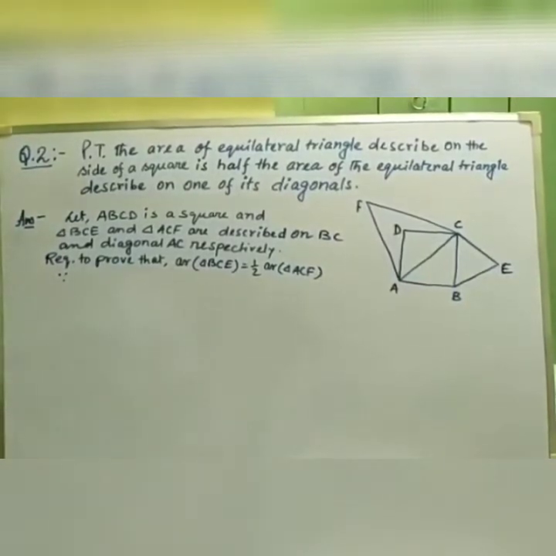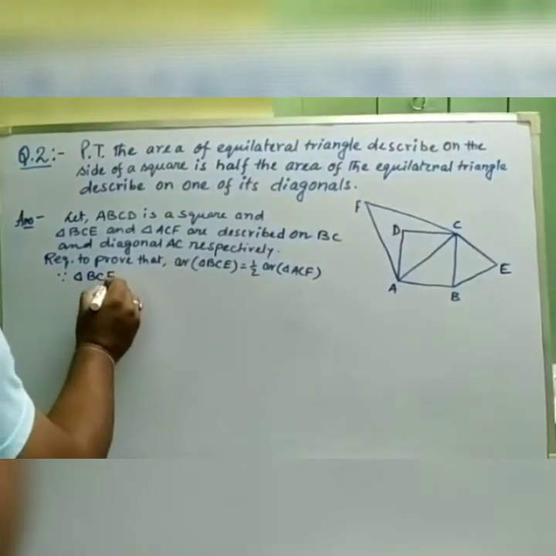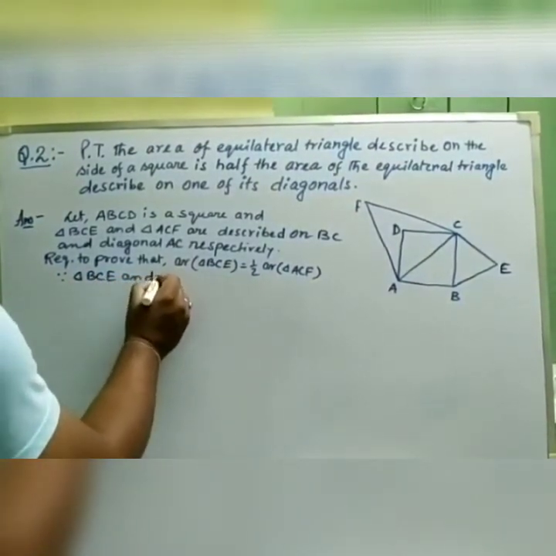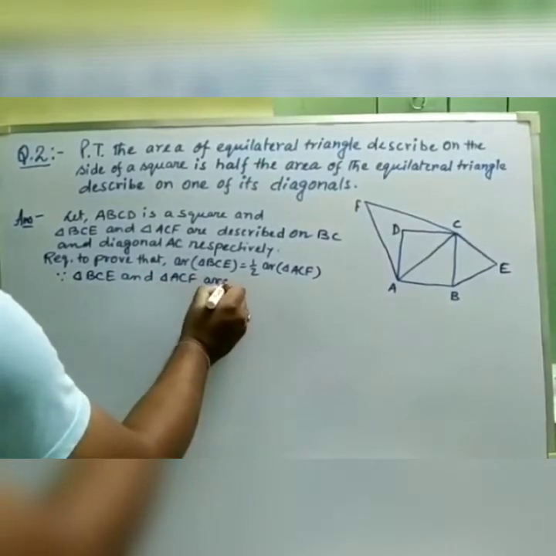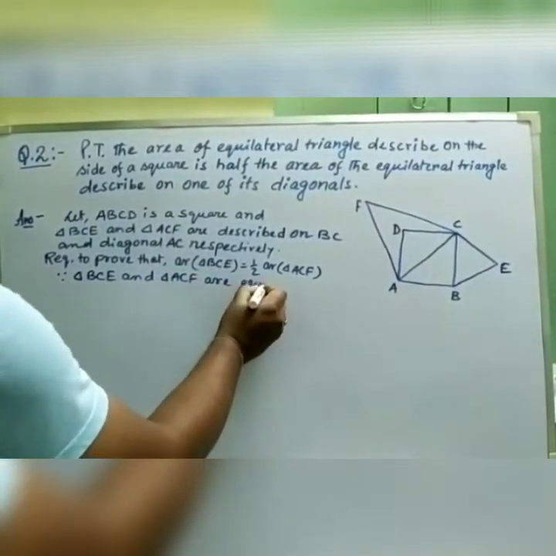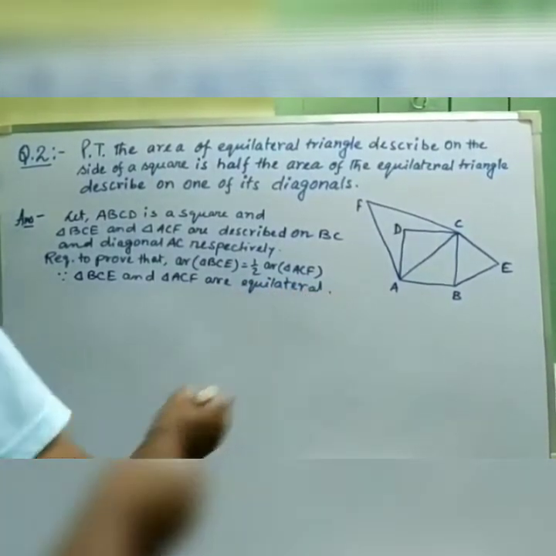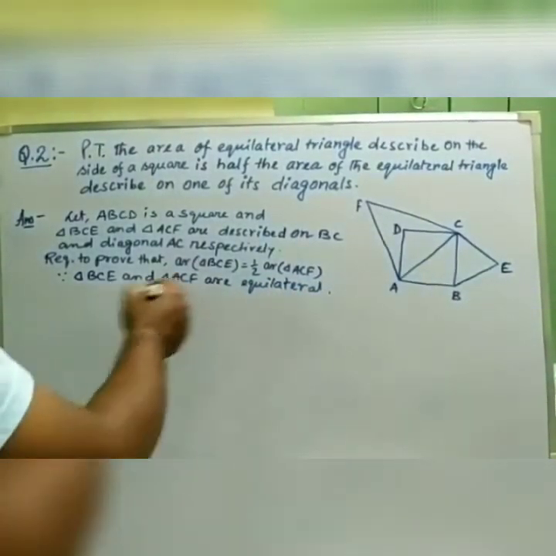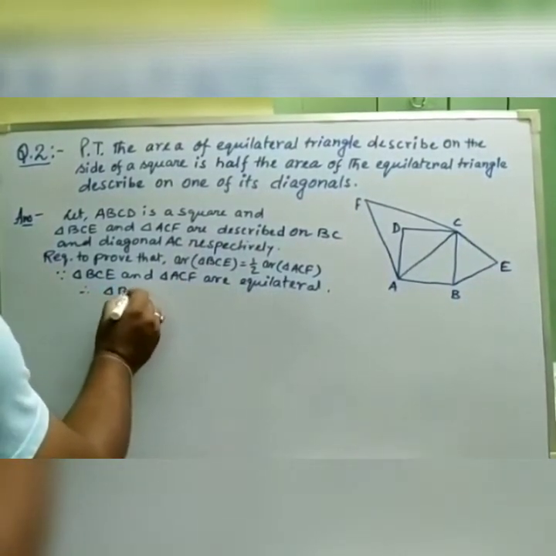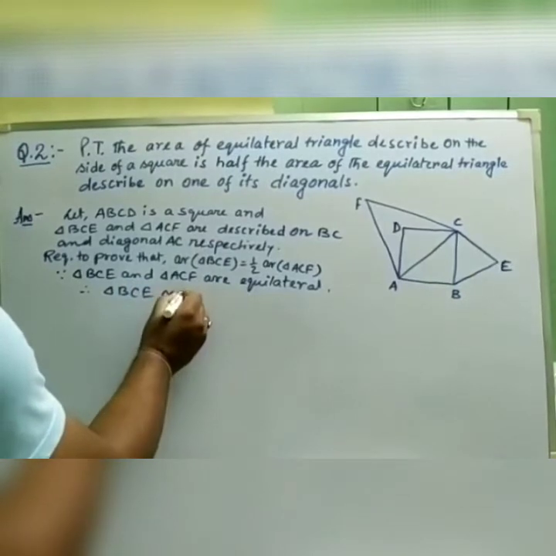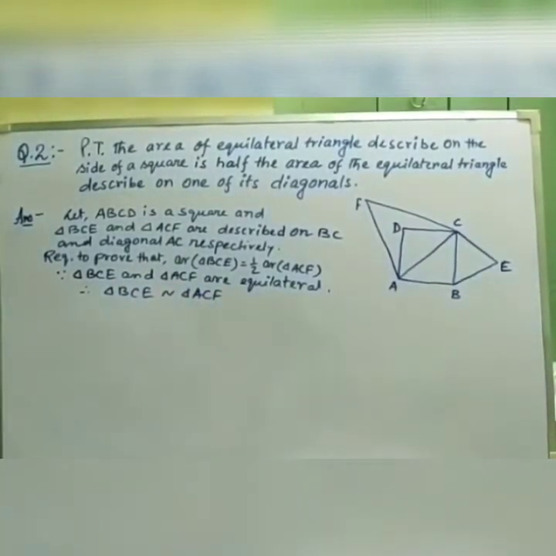So by using the property of angle we can prove that two triangles, if equilateral, they will become similar. So that we are writing, since triangle BCE and triangle ACF are equilateral, therefore they are equiangular, therefore triangle BCE is similar with triangle ACF as they are equiangular.